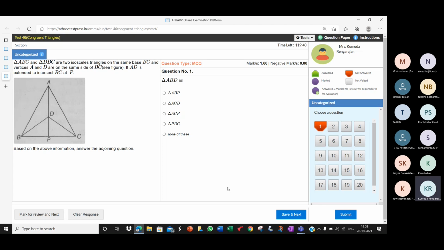So as I informed you on WhatsApp, we shall be looking into some case study based questions from the chapter Congruent Triangles. I've shared my screen. I'm sure it's visible. Kindly read the information given and answer the first question.